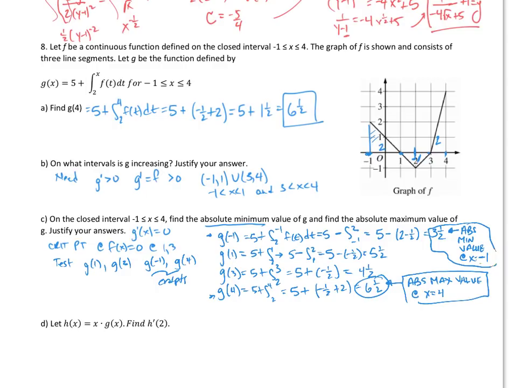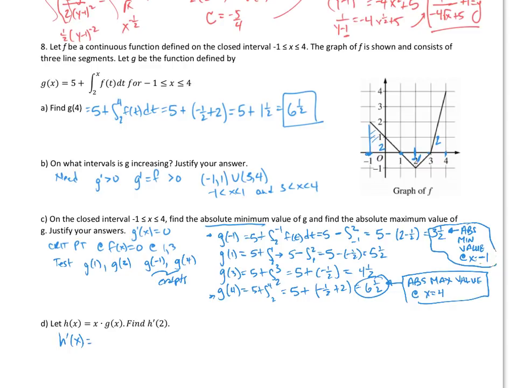All right, let's do that last one here. What this is asking for, take a look. Let h of x be that. And we need to find h prime of 2. Well, we need h prime of x. Well, that means we're going to use the product rule. This question is asking, do you know how to use the product rule?